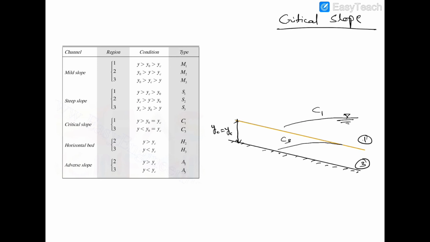For the critical slope also we can draw profiles. In this case Y0 is equal to Yc. That's why region number 2 is absent in this case, and the shape of profile C1 will be, in region 1 it should have increasing water depth, and when it approaches infinity it becomes horizontal. So this will be the shape of C1, and in region number 3 also the water surface profile should have increasing water depth. So this is the shape of C3.